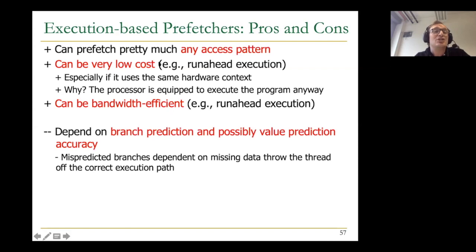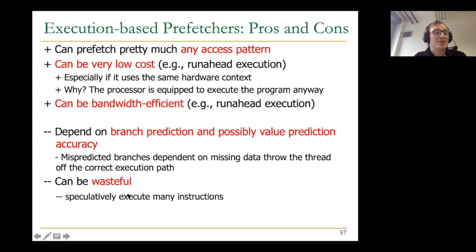But of course, any execution-based prefetcher is dependent on branch prediction and possibly value prediction accuracy. Mispredicted branches that depend on missing data throw the thread off the correct execution path. This is true for software-controlled pre-execution as well. In some of those executions, you can see that they actually get rid of branch calculations so that they can save time. And if you mispredict, at that point, you're doing something, I'm not going to say wrong, but you may not be getting as much benefit, right? You may not be on the correct path. So that's true for not just Runahead, but all of the execution-based prefetchers.